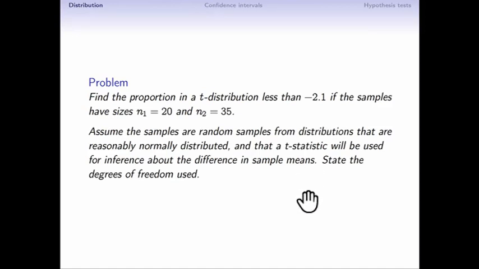Okay, now, we're going to assume the samples are random samples from distributions that are reasonably normally distributed, and that a t-statistic will be used for inference about the difference in sample means. So state the degrees of freedom used and find this proportion.